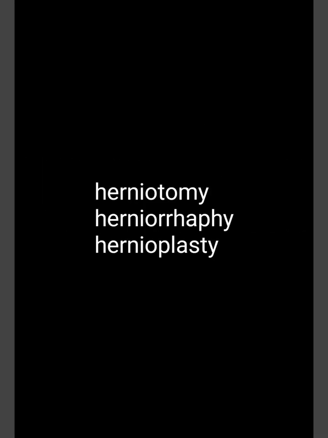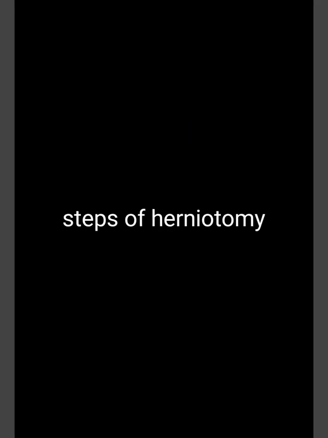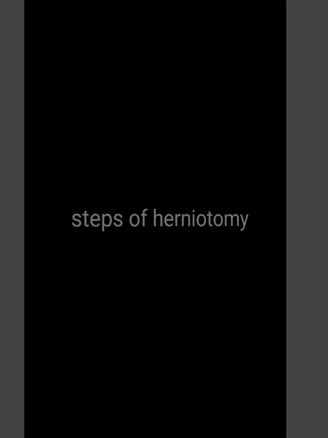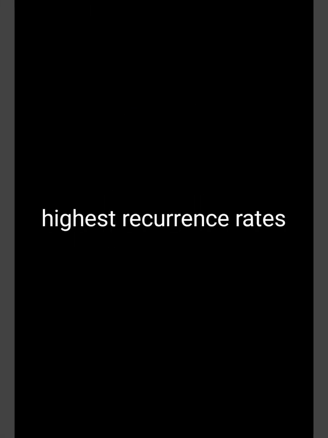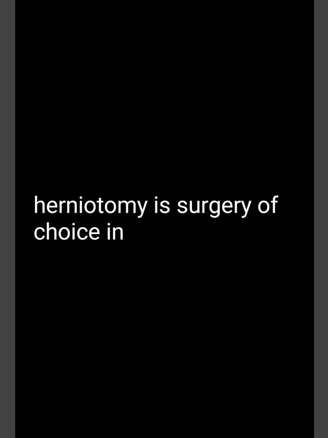Types of hernia surgery: herniotomy, herniorrhaphy, hernioplasty. Steps of herniotomy: identify the sac, open the sac, put the contents down, cut the excess sac, close the sac, leave the defect intact. Disadvantage of herniotomy: highest recurrence rates.